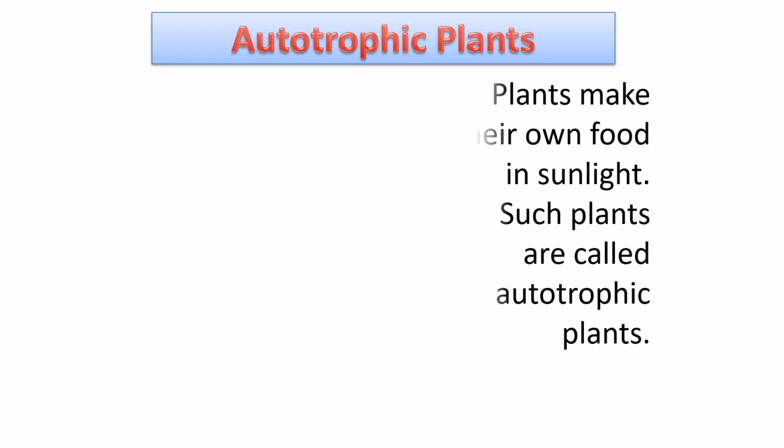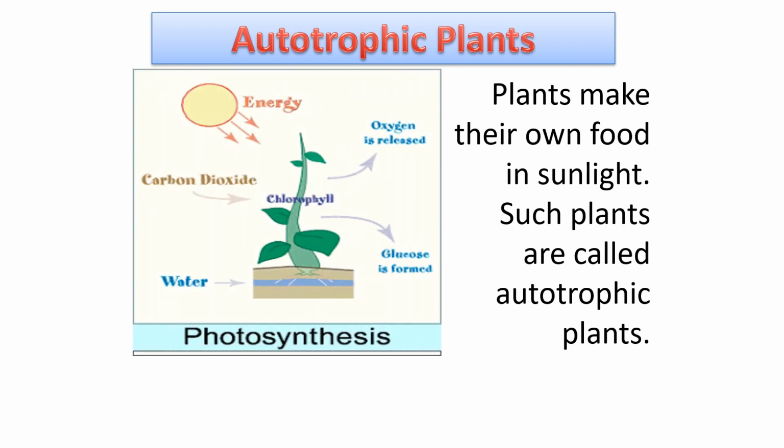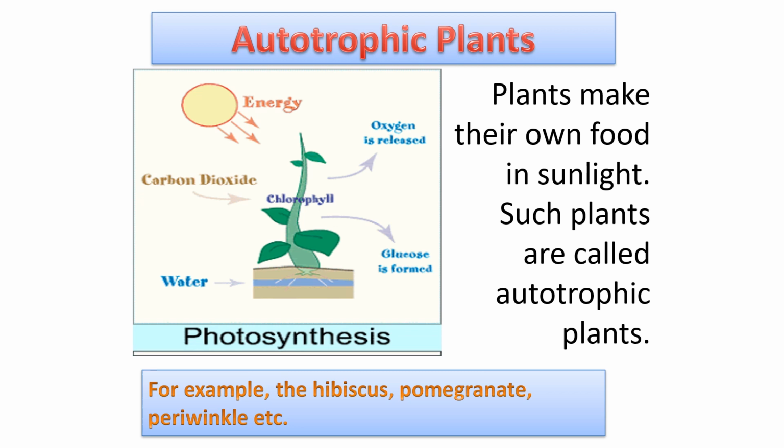Autotrophic plants. Plants make their own food in sunlight. Such plants are called autotrophic plants. As you know, the process by which plants prepare their own food is called photosynthesis. For example, the hibiscus plant, pomegranate plant, periwinkle plant, etc.